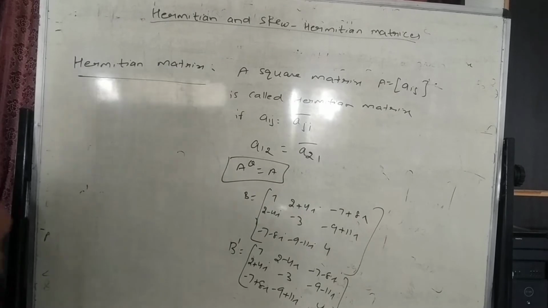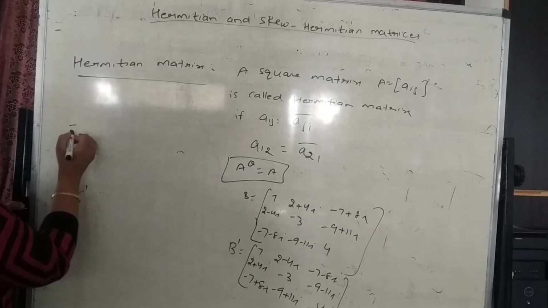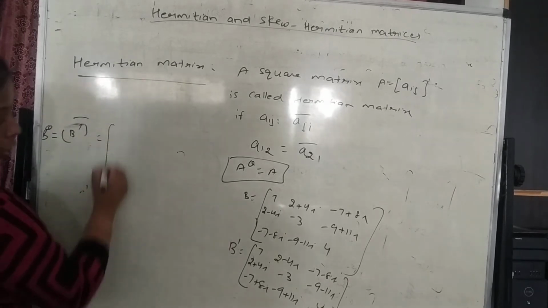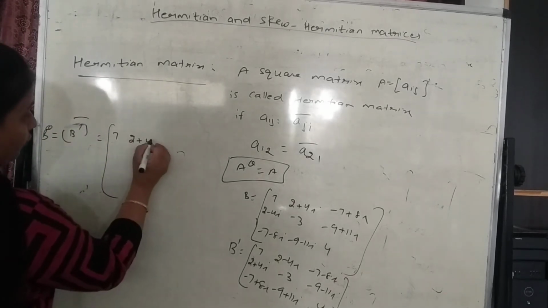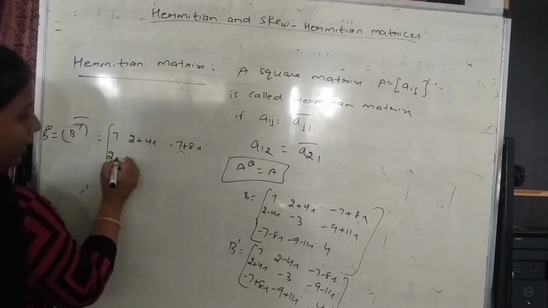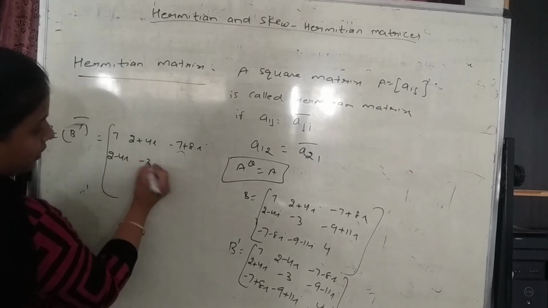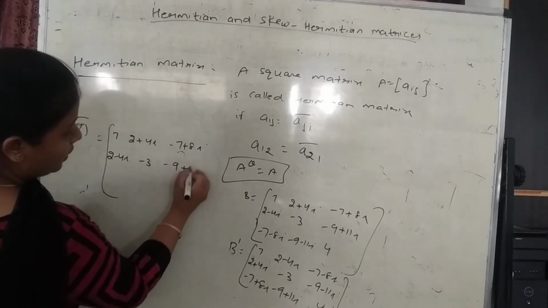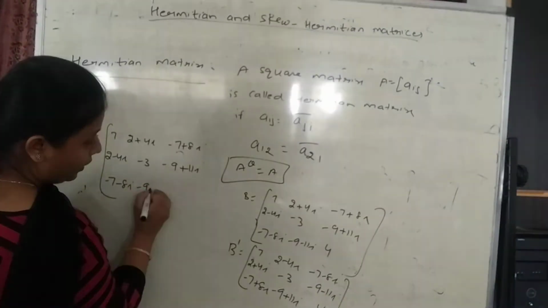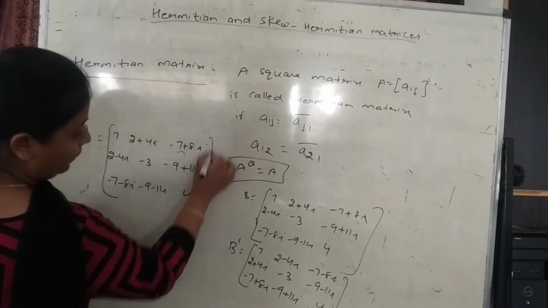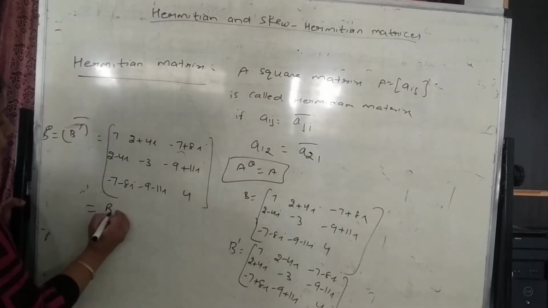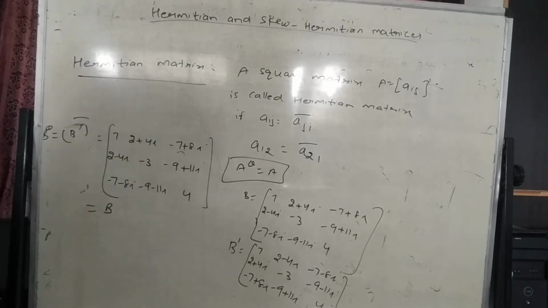Now we will conjugate that matrix B transpose of B theta. This is B theta. Now it will become 7, 2 plus 4 iota, minus 7 plus 8 iota, 2 minus 4 iota, minus 3, minus 9 plus 11 iota, minus 7 minus 8 iota, minus 9 minus 11 iota, and 4. You see it is equal to B matrix. So it is a Hermitian matrix.